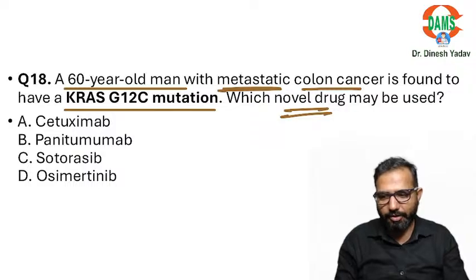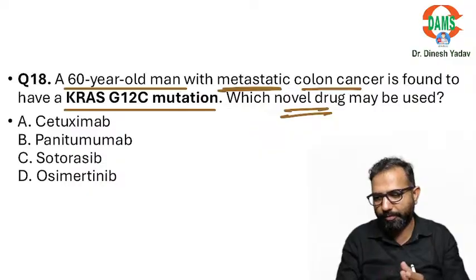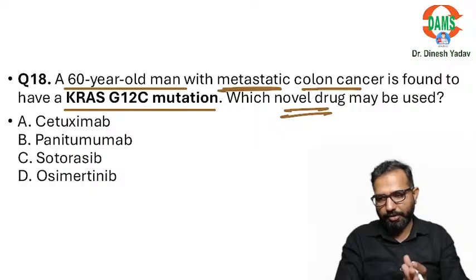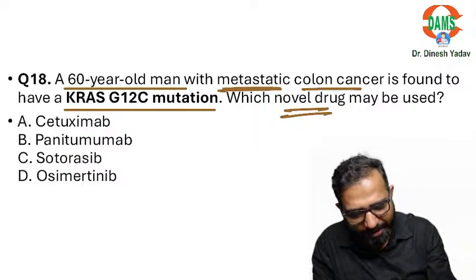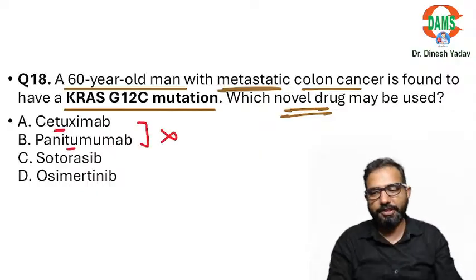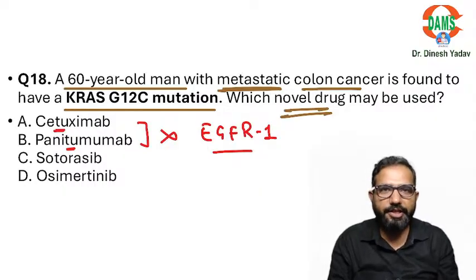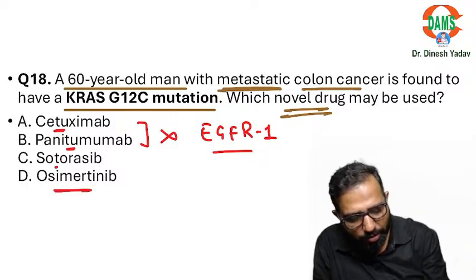Okay, don't worry. Sometimes maybe the person is in a hurry and has given the wrong answer, but this is the correct answer. Whatever we are discussing right now is the correct answer. In this you can easily rule out cetuximab and panitumumab. These are EGFR inhibitors for EGFR mutation. Cetuximab and panitumumab, remember Sita Pani. Now we have osimertinib and sotorasib.